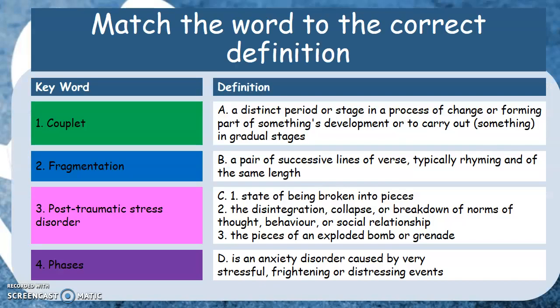So here are 4 new words, new vocabulary, although we've looked at some of them before, and I want you to see if you can match up the word to the correct definition. So if you've got a scrap piece of paper, that'd be ideal. For a couple, you just put down 1 point and then you can put A, B, C or D, whichever definition you think matches. So we're looking at couplet, fragmentation, post-traumatic stress disorder and phases. So you'll need to pause this and have a go at that task.